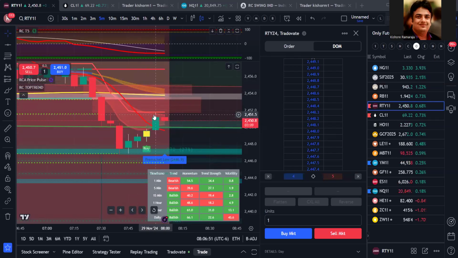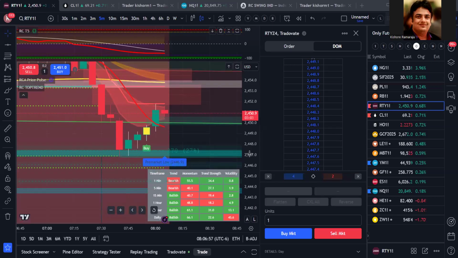Because by the time you buy it, you may buy somewhere here, and immediately once you buy it, it will start dropping. Right? You see the buy signal on this candle. By the time you go and buy, price may be somewhere here. Price may touch this and then again start dropping.